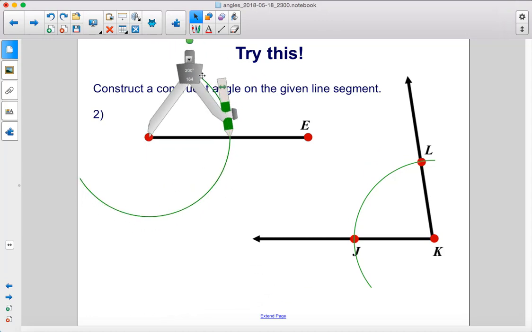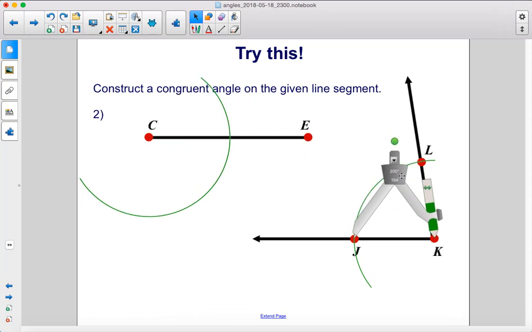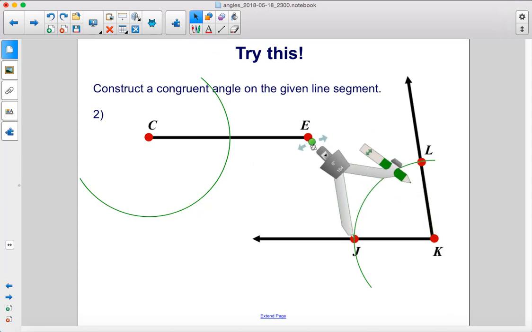Alright, now we move this over to this point J. We rotate this a bit, and we'll stretch the compass out to point L, like that. Now we will draw a new arc here.